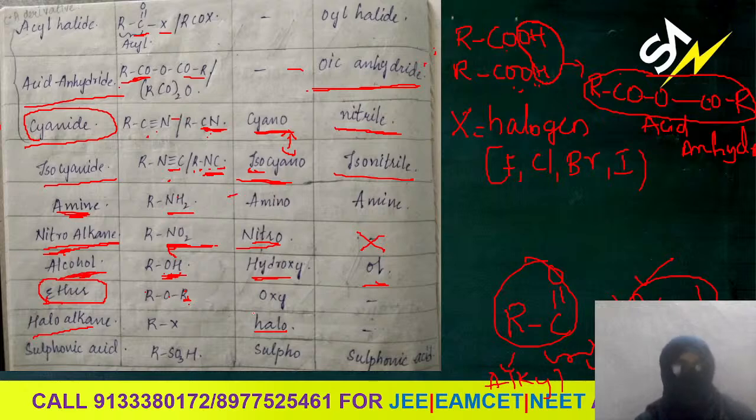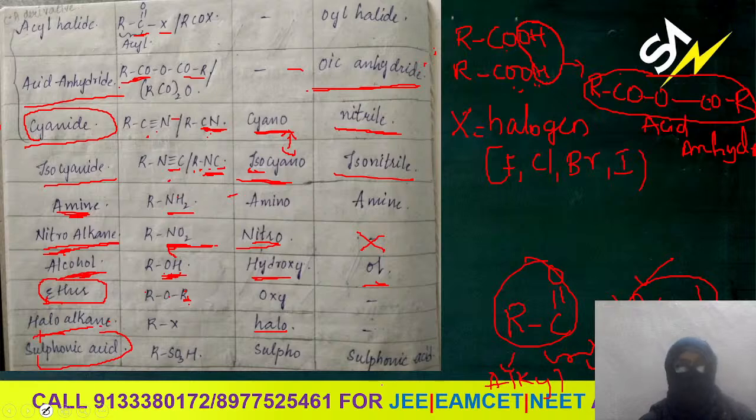And the last is carbon chain attached to SO3H. Wherever you find SO3H, the compound is called sulfonic acid. Please don't call this sulfuric acid, which is totally different. So SO3H is known as sulfonic acid and the prefix is very easy again, sulfo.